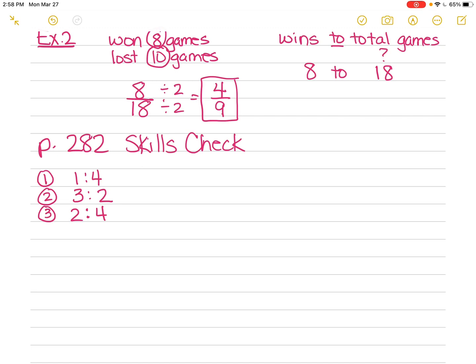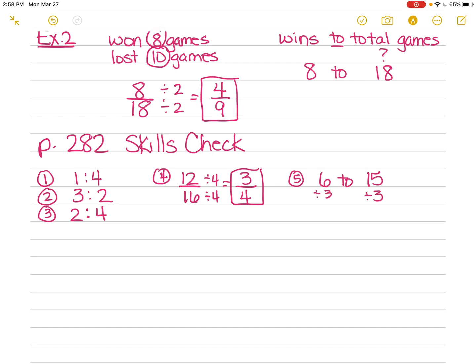Okay, 4, 5, 6, and 7 say write each ratio as a fraction in lowest terms. So number 4 was 12/16. Those can both be divided by 4, so your answer should have been 3/4. If you had 6/8, that just meant you did not go to the lowest term. So you need to just go one more step and divide again by 2. Okay, number 5 was 6 to 15, and those can both be divided by 3. So you would have gotten, I'm just going to change it into fractions because it's easier to write. So 2/5.